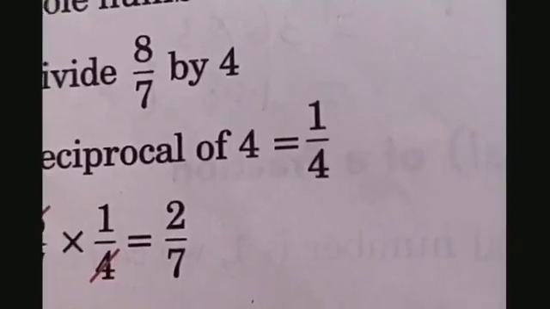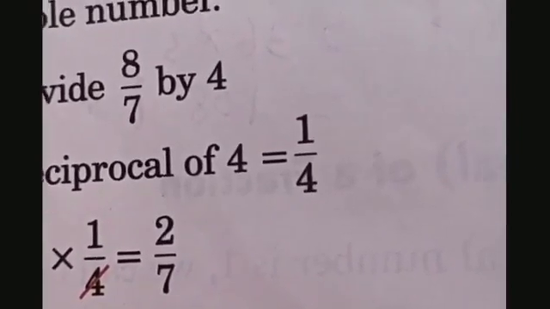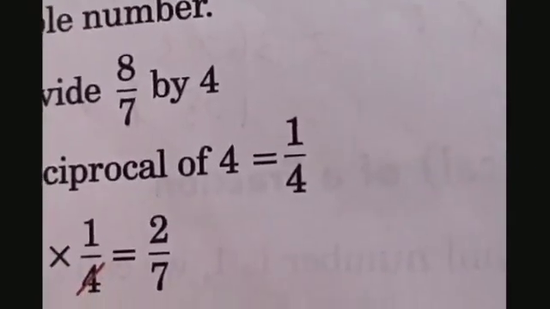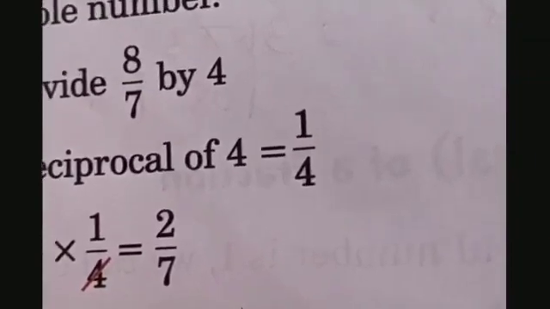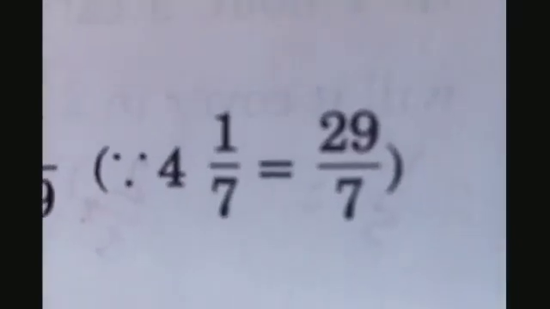If the fraction is a proper fraction like this one, 2 by 7, then no need to change it. You can write it as it is. If we get an improper fraction like this 29 by 7, then we need to convert it into a mixed fraction. Okay.